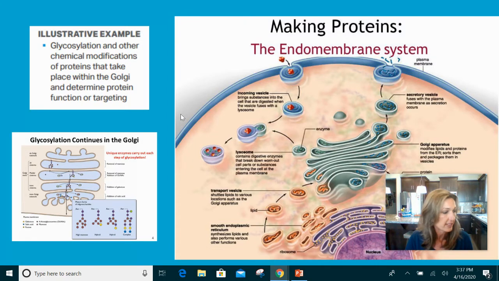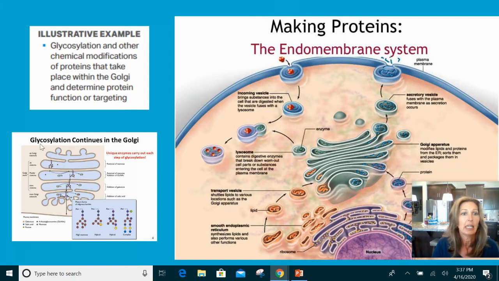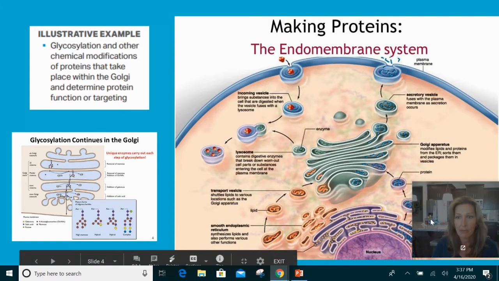Some illustrative examples that College Board does specify here include a term we haven't heard: glycosylation, and other chemical modifications of proteins. Really what they're asking you to understand is the role of the endomembranous system. This is going to be an important part.